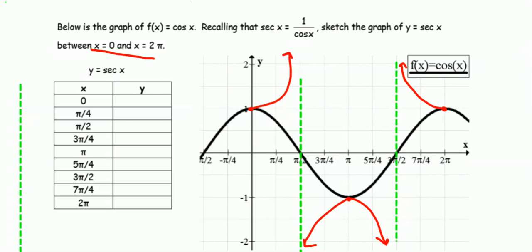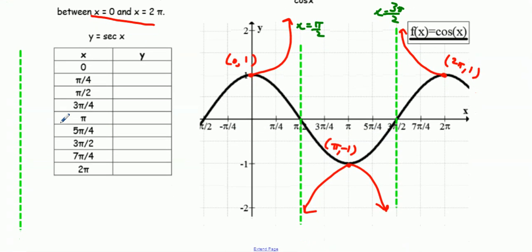I think I should label my asymptotes. So this is going to be x equals pi by 2, and this is x equals 3 pi by 2. I need to label this point. So this is the point (0, 1), and this is the point (pi, negative 1). And over here, I'll label this one. This is going to be (2 pi, 1). So label these local maxes and local mins, please, for secant and cosecant. All right, let's keep going.